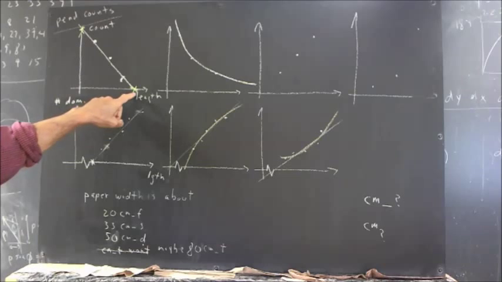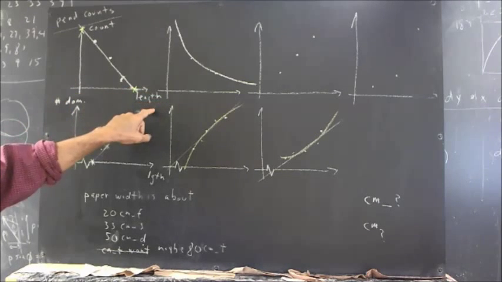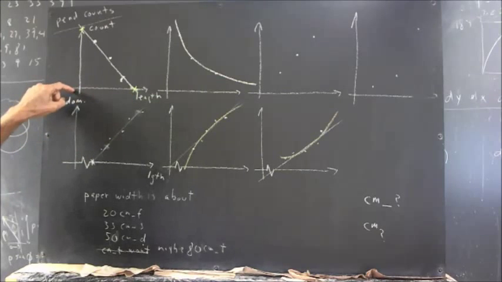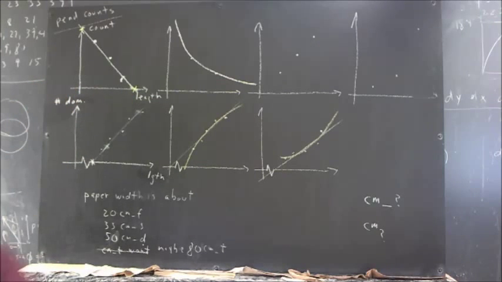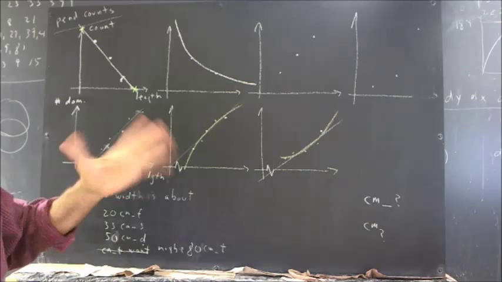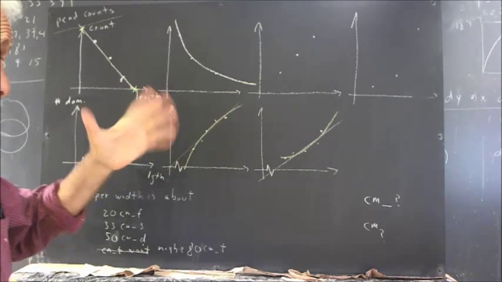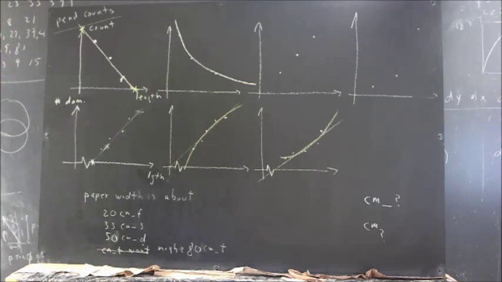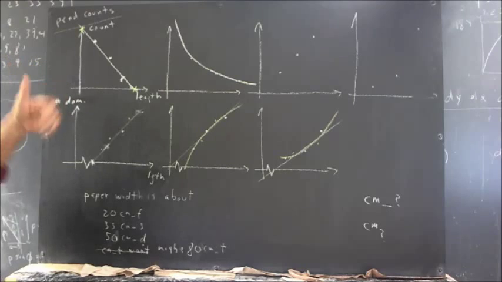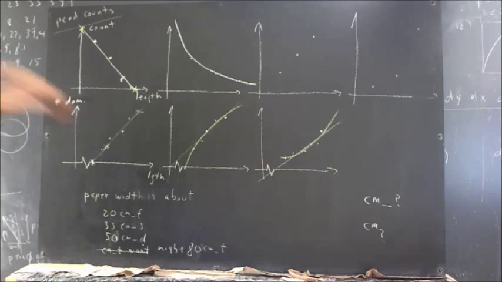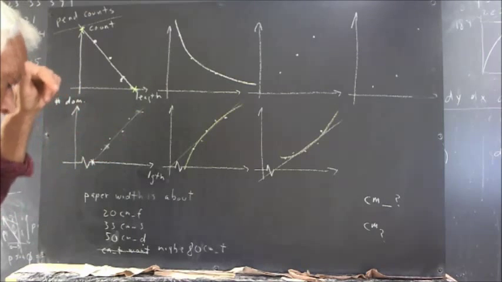Well, the kicker is this point here. At this point, you've got some finite length, but you've got a zero count. Zero count corresponds to you pull the pendulum back and you release it and it doesn't go anywhere. That zero count means the pendulum doesn't oscillate. And clearly the pendulum should oscillate no matter what its length, within reason.